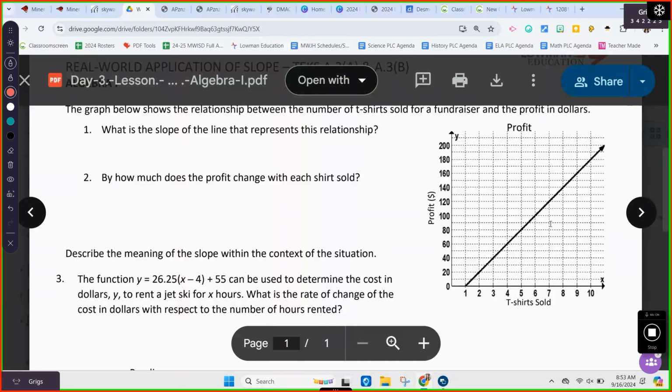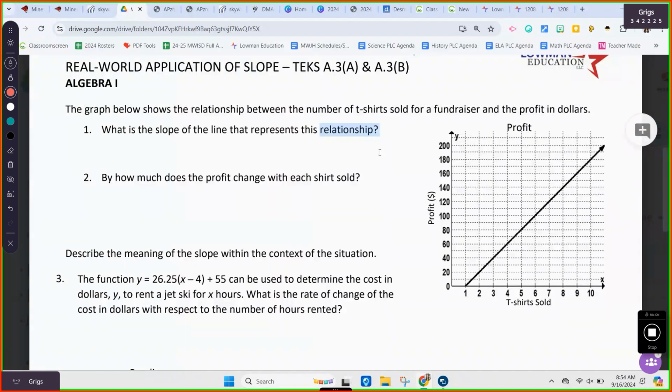Alright, the graph shows the relationship between the number of t-shirts sold for a fundraiser and the profit in dollars. What is the slope of the line that represents this relationship? So, what 2 points did you pull? 1, 0, and then 2, 20. You agree? Okay, what was the slope? Y equals 20x minus 20. So the slope was 20? Yes. Okay, what does that mean? By how much does the profit change with each shirt sold?